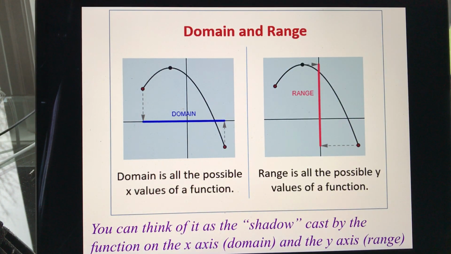So here's an example. Again, a domain. Here we have a quadratic. The domain is all the horizontal values from here to here, and the range would be all the vertical values from there to there. You can almost think of it like a shadow being cast by the function onto the axes, the x-axis and the y-axis. So the domain is x, and the range is y.